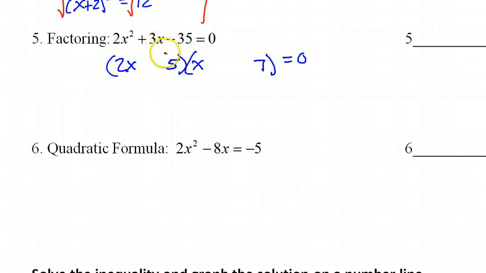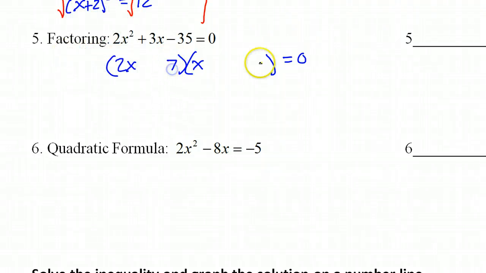The way we know which one it is, we check the whole thing: the inner plus the outer has to equal the middle. So inner, I have 5x. Outer, and I'm multiplying here, I have 14x. I'm trying to get a 3 out of this, and all I can control are the signs. There's no way I'm going to get a 3x out of 5x and 14x. So this is not working. So maybe it's the other way around.